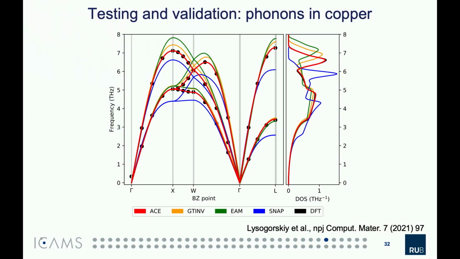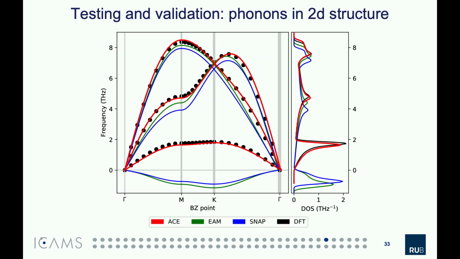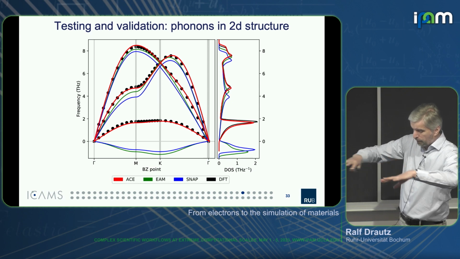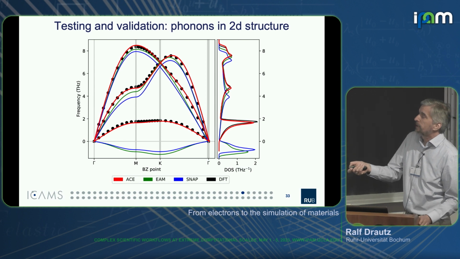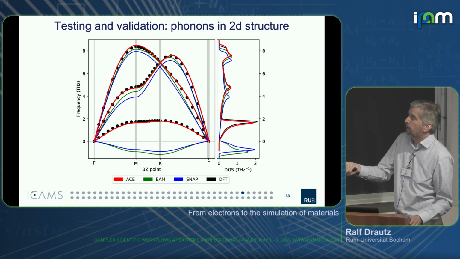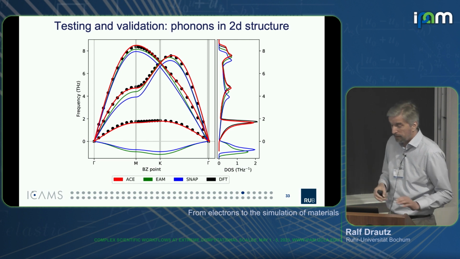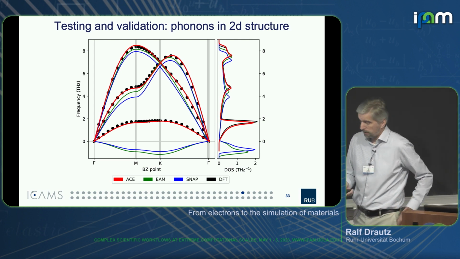Another typical test, of course, are phonons. So phonons are immediately spot on, and we compare them with other potentials here again for copper. Where it's getting a bit more tricky is if you put your system in a 2D layer. You take copper, which is obviously not 2-dimensional in vacuum, and you ask yourself what the phonons are there. The simpler potentials predict negative frequencies, an instability, whereas ACE correctly predicts, in accordance with DFT, that even in 2-dimensional copper, the phonons are stable.